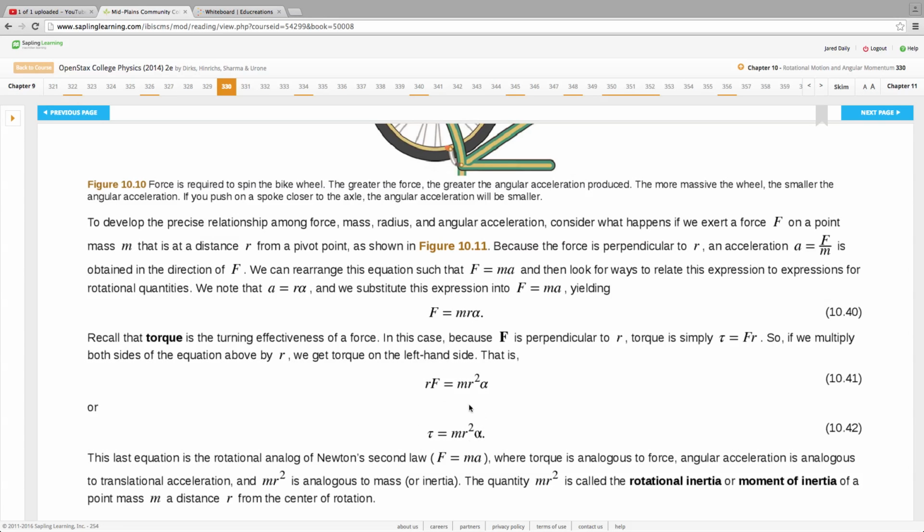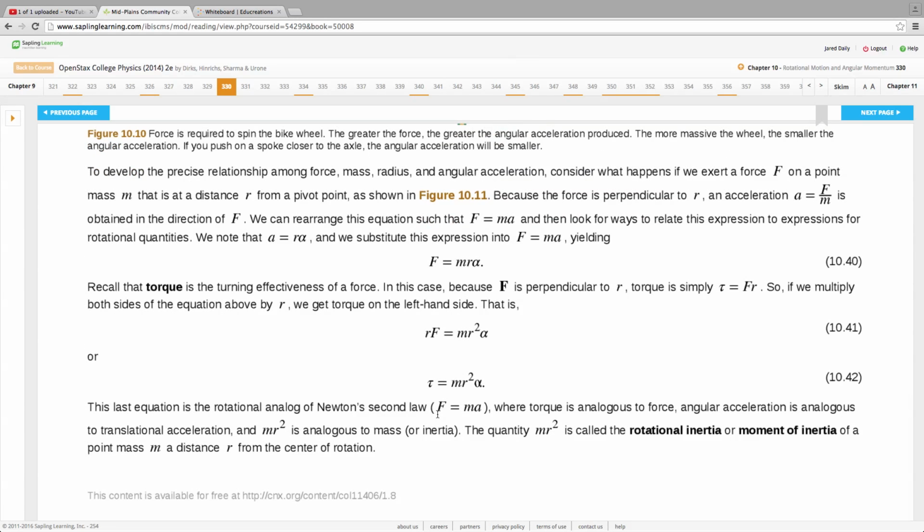And this equation right here is actually really interesting because it looks a lot like force equals mass times acceleration. It's torque equals mass times r squared times angular acceleration, but it's almost like a mass times acceleration. So we take this stuff that's in front of the angular acceleration, and we call it something else besides mass, because it's not just mass, it's mass times distance squared. So we call this the rotational inertia.